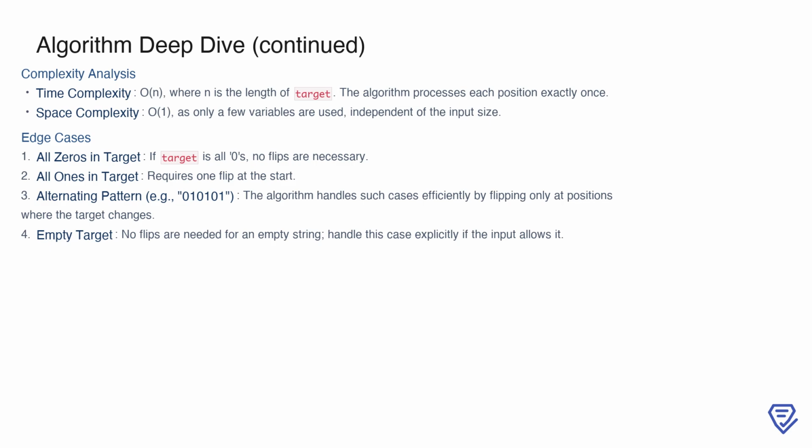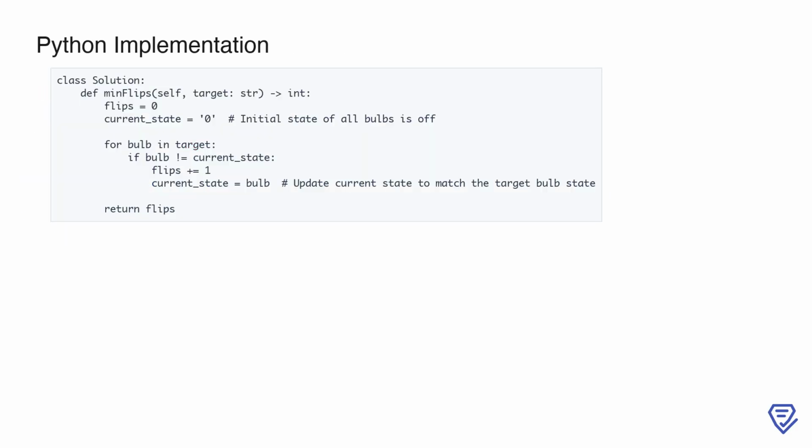Finally, if the target is empty, no flips are necessary, and this case should be explicitly handled if the input allows empty strings. These considerations ensure the algorithm is robust and handles all possible scenarios effectively. The provided solution solves the problem of determining the minimum number of prefix flips required to transform an initial state of all bulbs off to match a given target state.